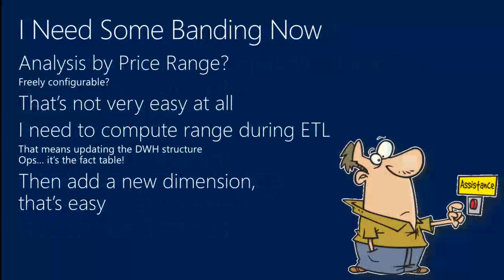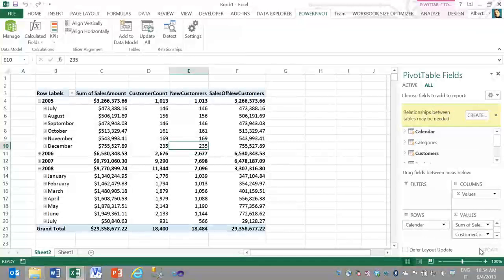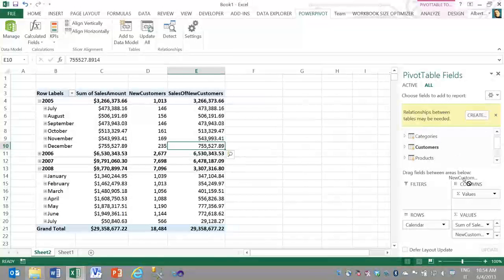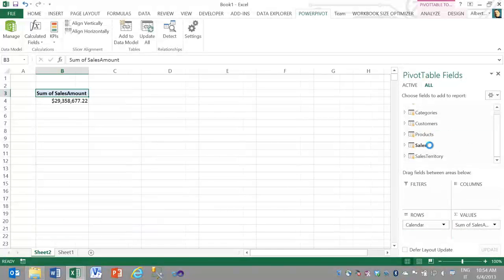We have computed customers. Now, our customer says, that is nice. I have seen how to solve this scenario. I want to do now a slightly more complex analysis because I use my pivot table. Let's go to the demo. Using my pivot table, I remove the calendar from here. I remove everything, just keep sum of sales amount.